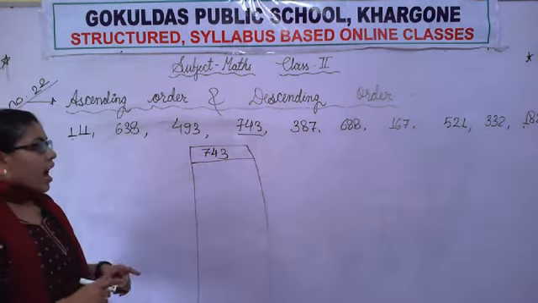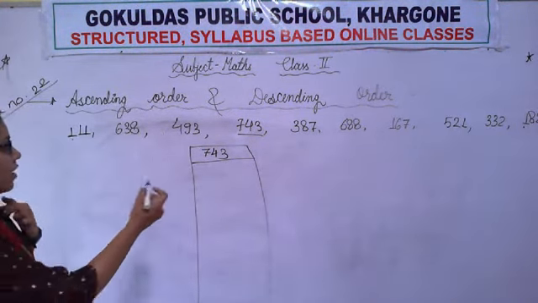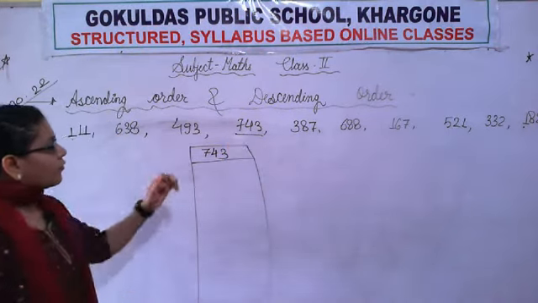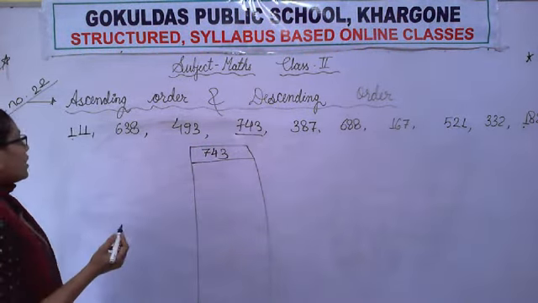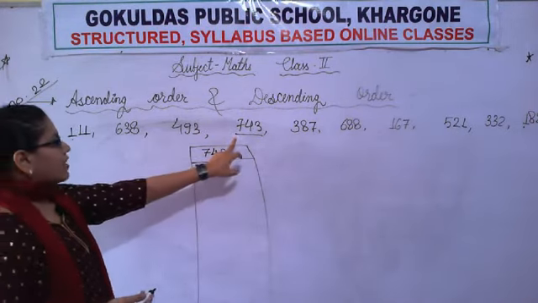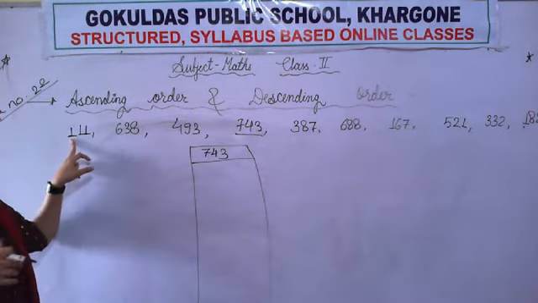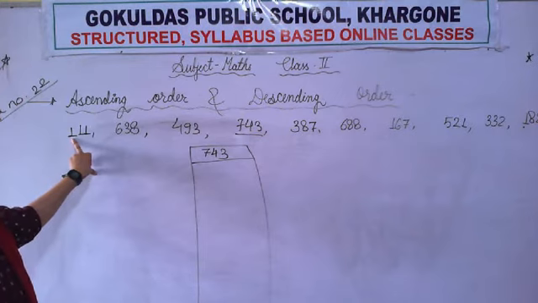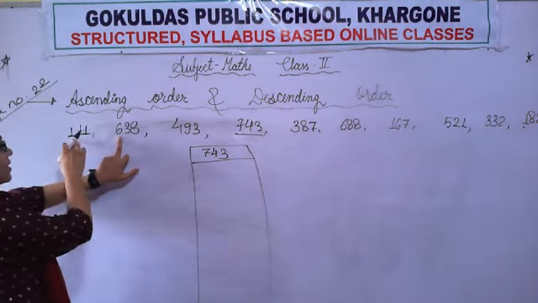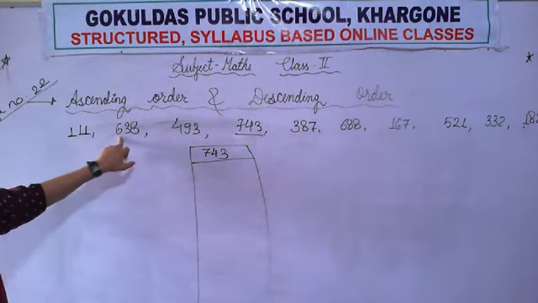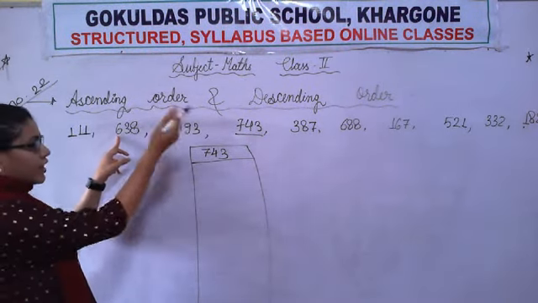Putting numbers from the highest value to the smallest value is descending order. Now we are done with this 743. Now we will look forward to the next number. 1, again we will check only the 100's place digit. 1, 6. Which one is greater, 1 or 6? 6. So now we will compare this 6 with the other numbers.